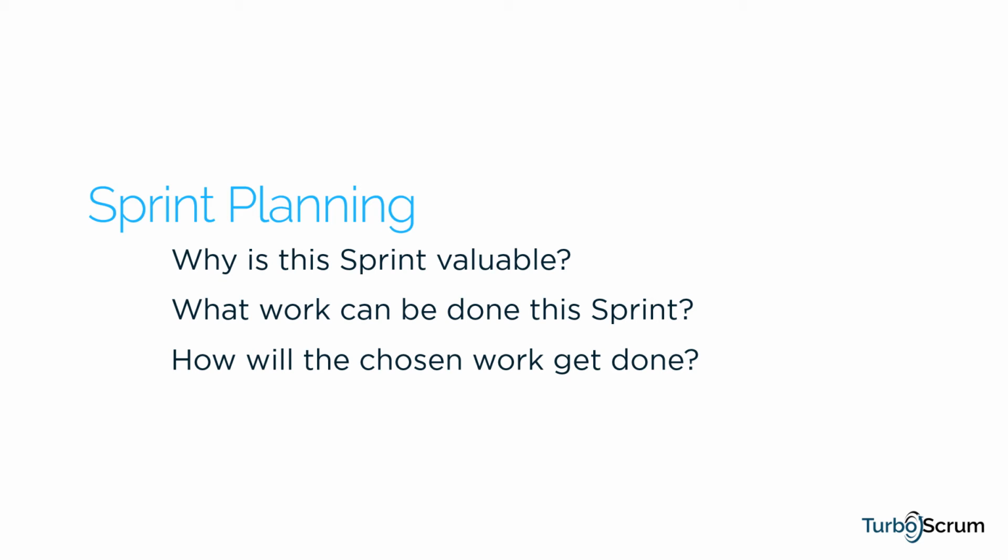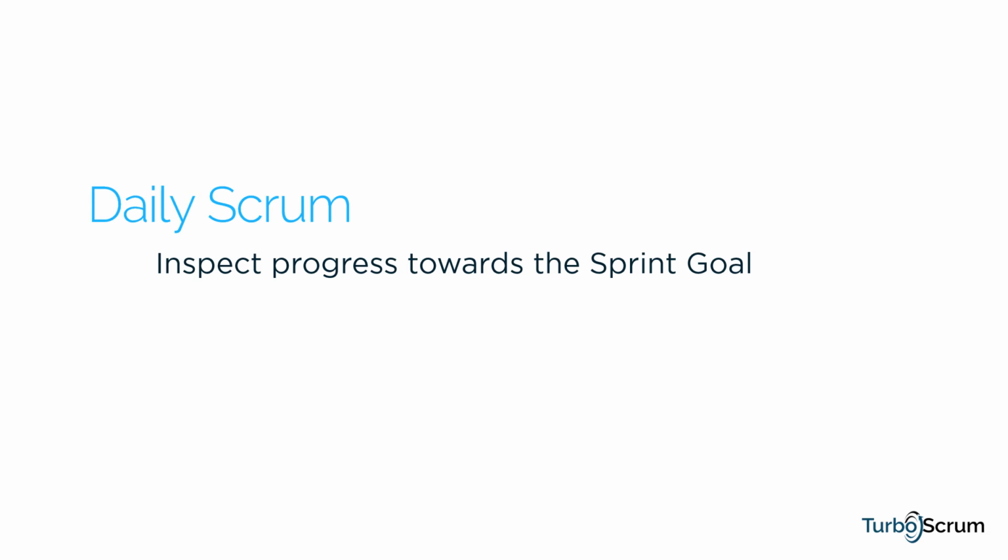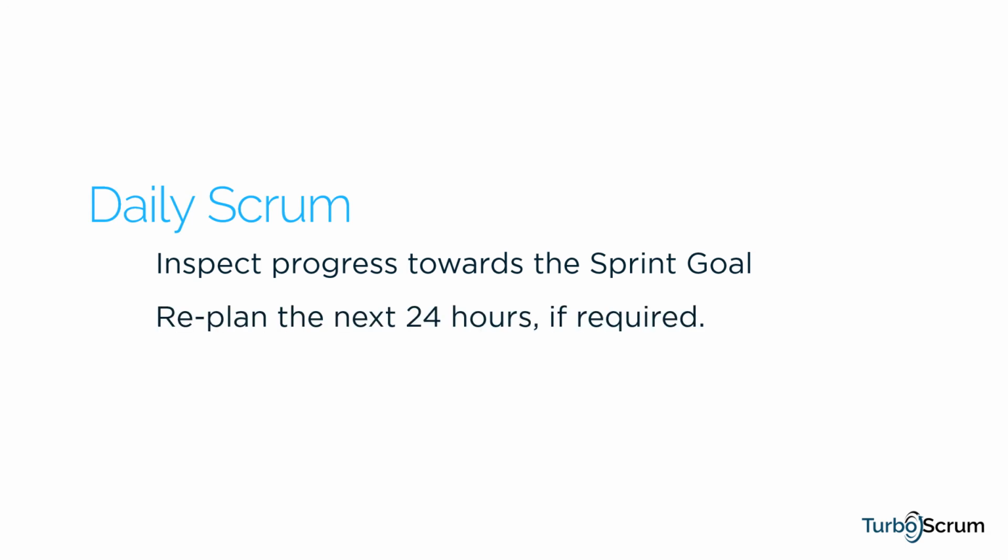With sprint planning complete, development work commences. The definition of done is used to assess when items and the increment are done. The next event is the daily Scrum, a 15-minute time box where the developers inspect progress towards the sprint goal and replan the next 24 hours if required. As the name suggests, this event is held daily during the sprint. Note that anybody can attend the daily Scrum, but only the developers may take an active role.